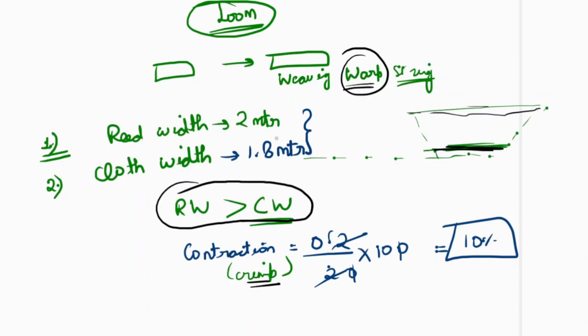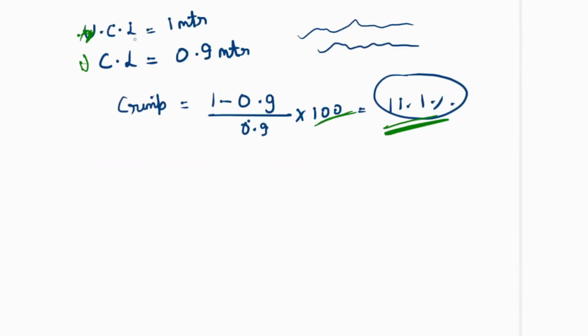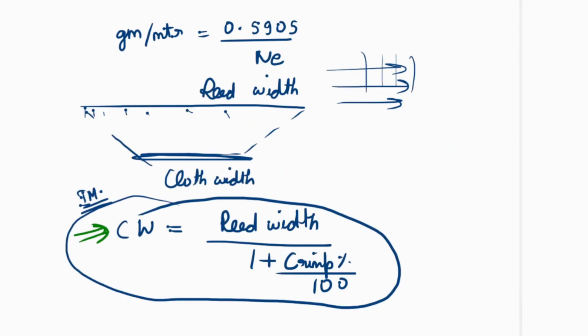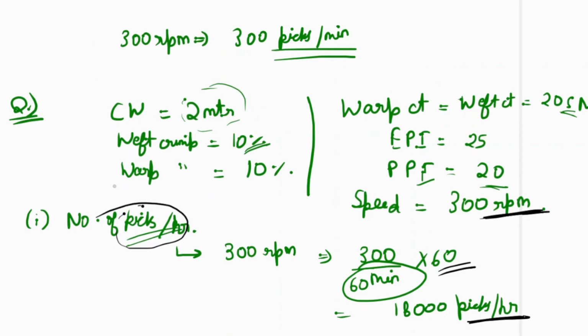Suppose what is the difference? The contraction is 0.2, and on the total of 2 into 100, so 10% contraction. If we talk about crimp, suppose the uncrimped length is 1 meter, and the crimped length shrinkage is 0.9. The crimp percentage you can directly find out. Now suppose the speed is given as 300 rpm, so the speed is taken as 300 picks per minute.